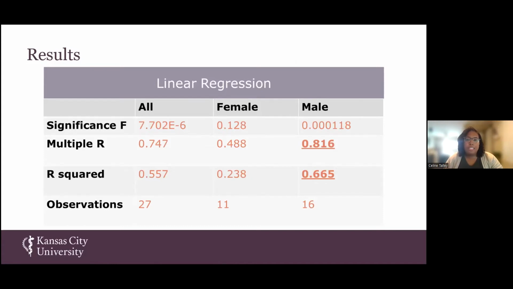I was curious to see how the linear regression differed between sexes and separated them into male and female categories as well. I would like to note that males had a higher multiple R as well as R squared, and this was compared to overall.